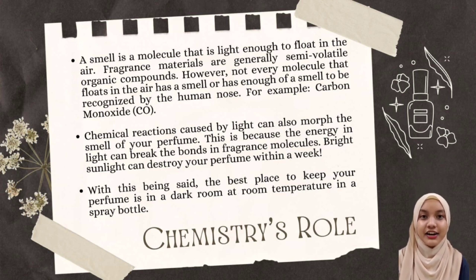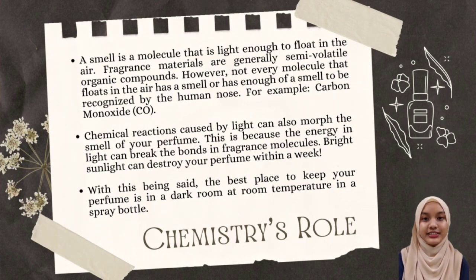Chemical reactions caused by light can morph the smell of the perfumes. It is because the energy in light can break the bonds in fragrance molecules. Bright sunlight can destroy the perfume within just a week if it is exposed to sunlight without any protection. With that being said, one of the best places to keep your perfume is in a dark room at room temperature in a spray bottle.